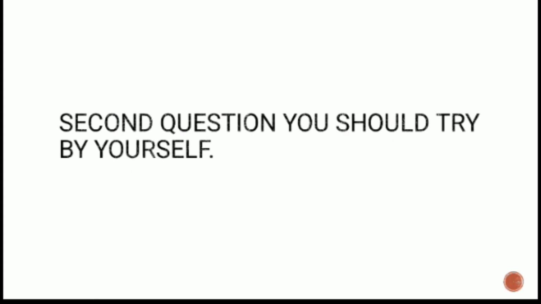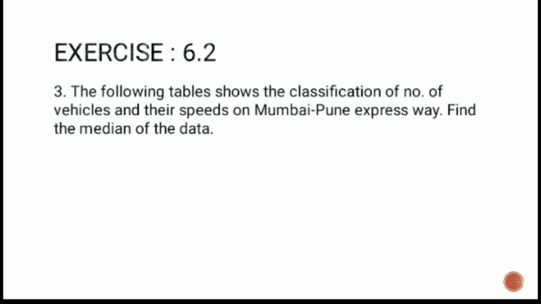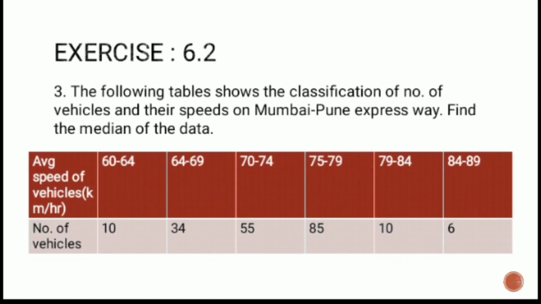It's just like your previous sum, so you have to try the second sum by yourself. Now we are going for exercise 2.3, third sum. The following table shows the classification of number of vehicles and their speed on the Mumbai Express Highway. Find the median of the data. So where is our data? Yes, here is our data.